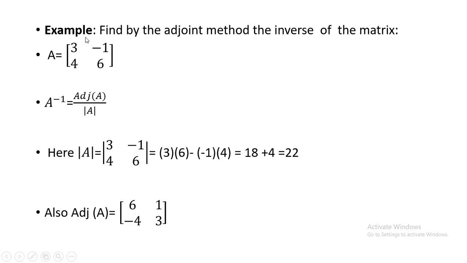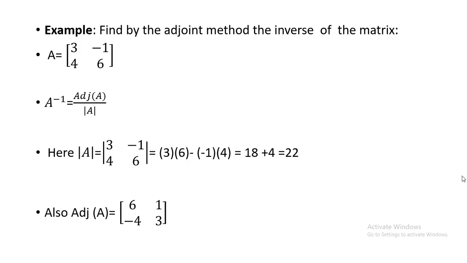What we do is, this is my main matrix, I'm going to swap the positions of the diagonal elements, that is 3 and 6. For adjoint it will be 6 and 3, and for the off diagonal elements I'm going to change the sign. Initially it was -1, in my adjoint A it will be +1. This was +4, in my adjoint it will be -4. That is how you calculate the adjoint of A.